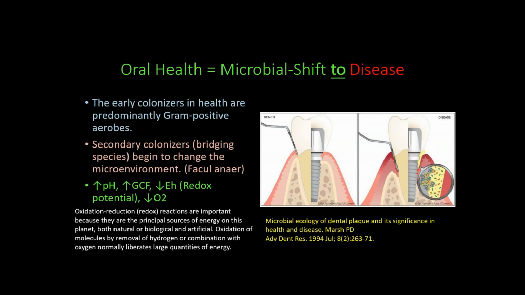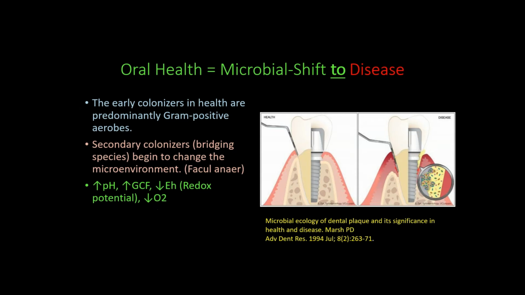Well, as these four things occur, pH change, gingival crevicular fluid, your redox potential decreases, and your oxygen level decreases, what they found was your gram-negative obligate anaerobes become the predominant species.